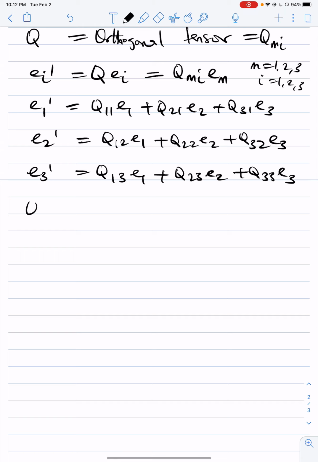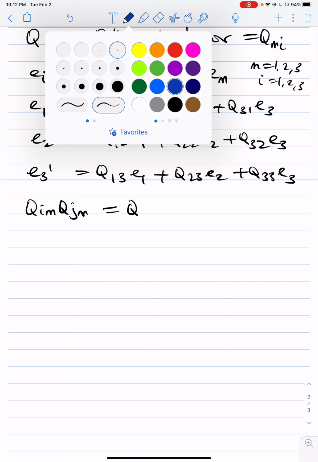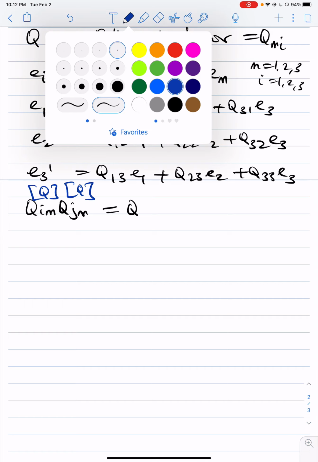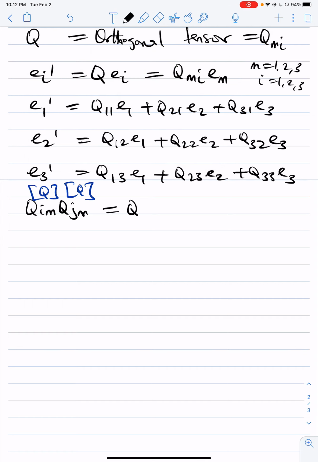Right. So if you have Q I M, Q J M, let me just write that out first. Let me use a different color. This is Q, and this is another Q. If you flip this Q, it becomes M I. If you flip this, it becomes M J, to give you delta I J.